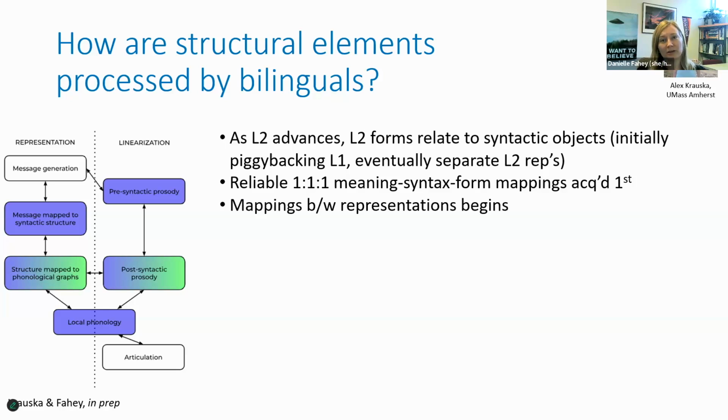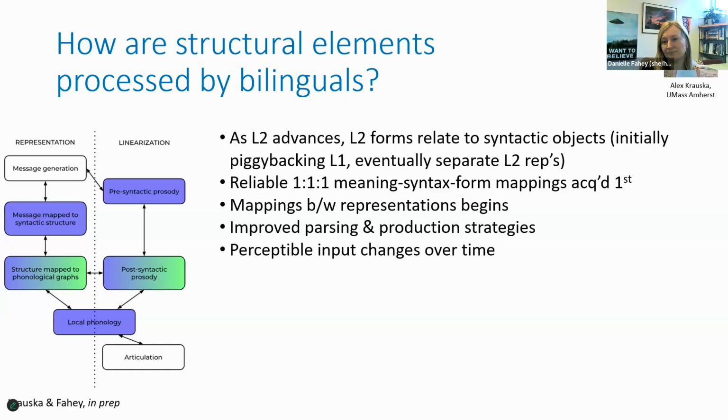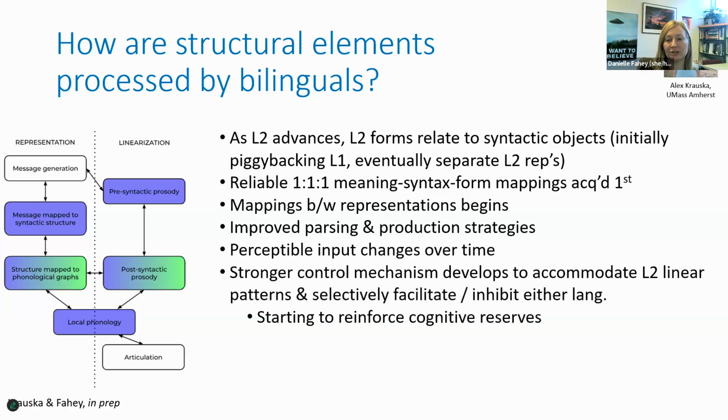And we see at this point potentially that there's mappings between levels of representation rather than within the same level of representation. In addition, very much related to that point, with this improved between level representation, the second language would potentially have improved parsing and production strategies. So rather than relying completely on the first language parsing and production strategies. As someone begins to have stronger abilities in their second language, what they're going to be able to attune to is going to change over time. So what input is more perceptible is going to change.